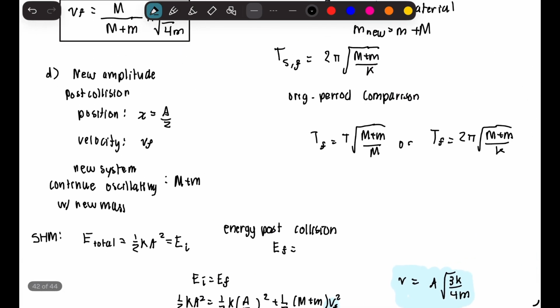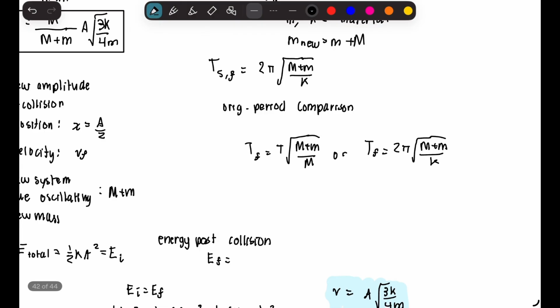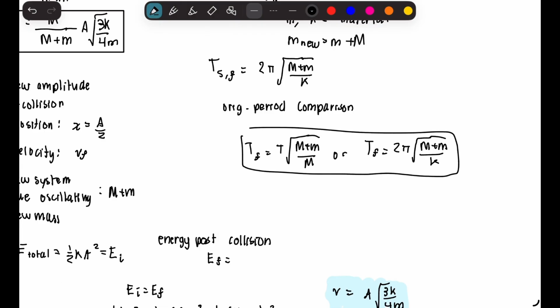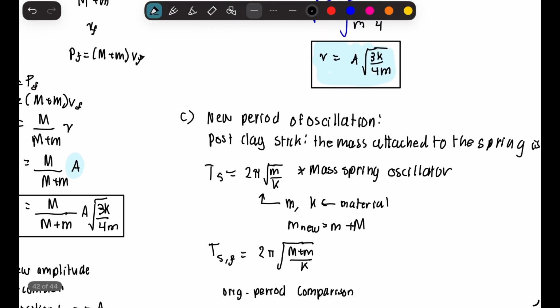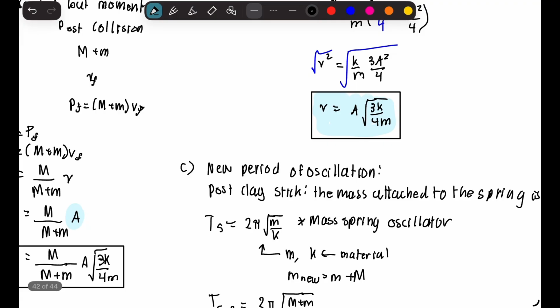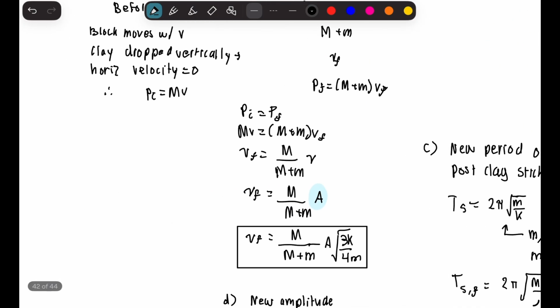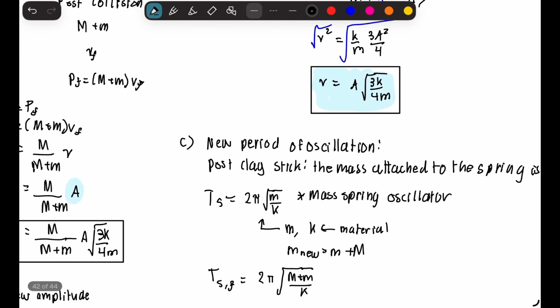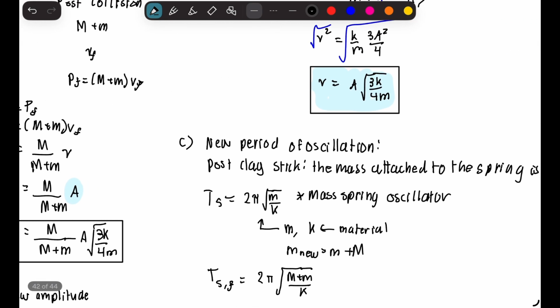You have your answer here of either of these. You had your V, which is this expression here, and you had your V, which is this expression there. So now let's do our very last question.